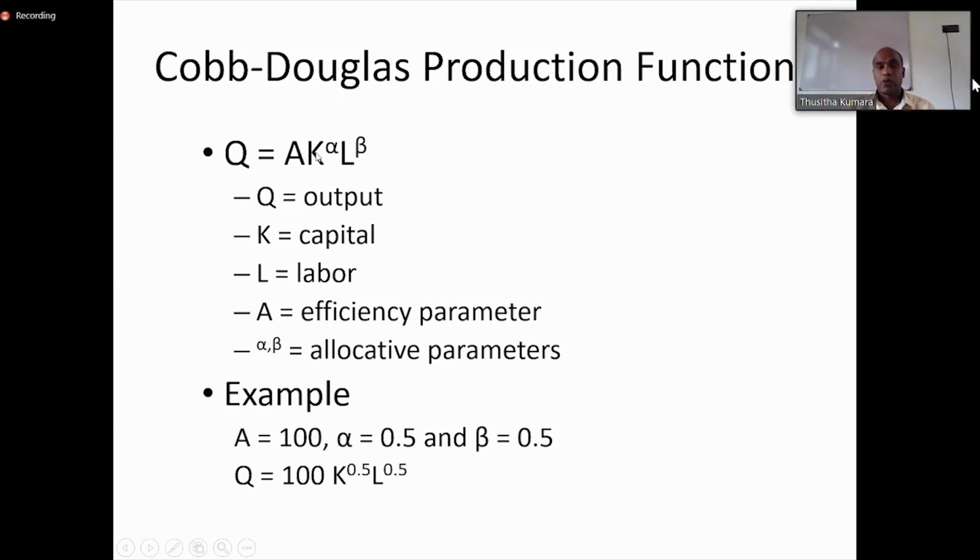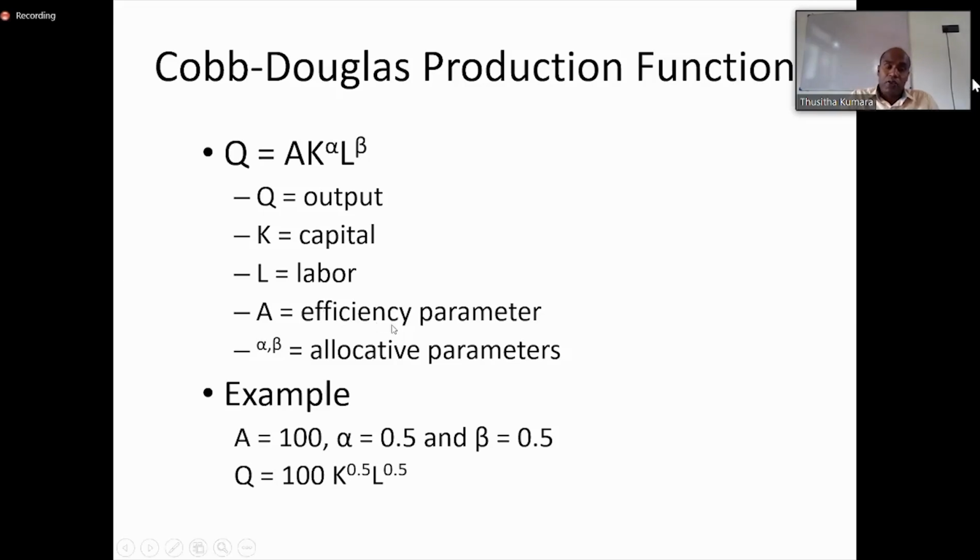Right? So K and L are already known, and Q is also known. Q is for output, K stands for capital, and L stands for labor, because we assume that we have only capital and labor in this world. If we have only capital and labor, then we can put this capital and labor into the production function and get the return.